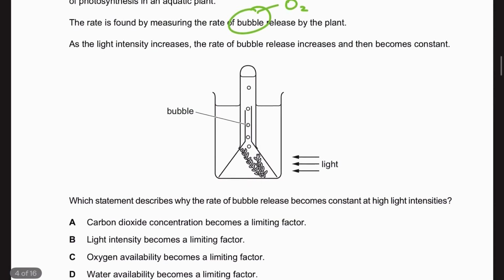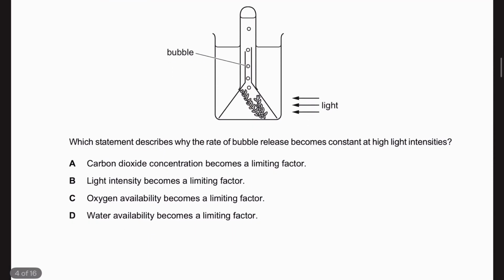And the question says, which statement describes why the rate of bubble release becomes constant at high light intensities? Okay, so let's try to make sense of things, try to eliminate again. B doesn't make sense because light intensity would never be a limiting factor, because it continues to increase, right? It goes all the way to high light intensity. So it's not a limiting factor. Limiting means it does not increase anymore, so it's not B.